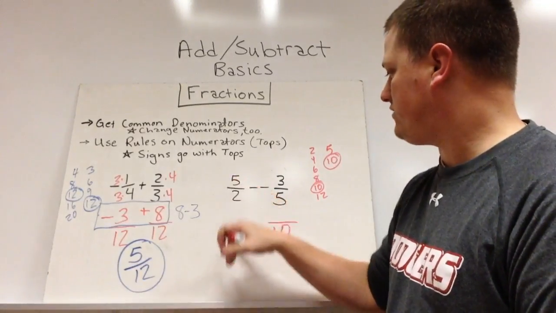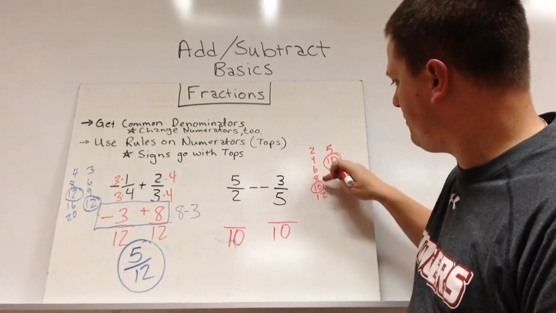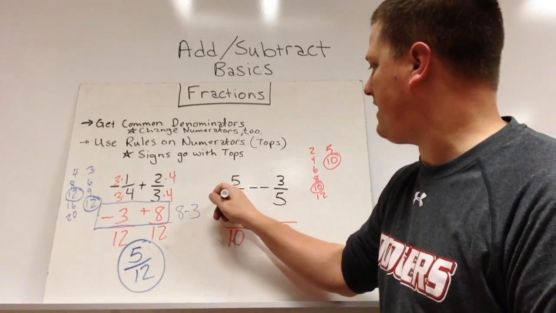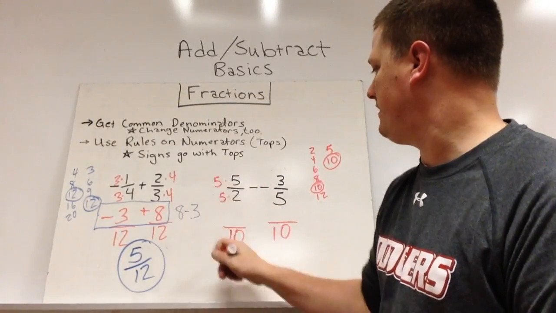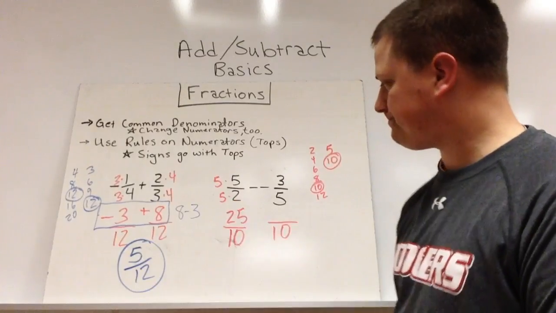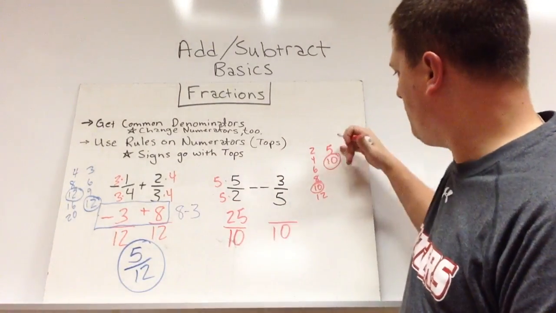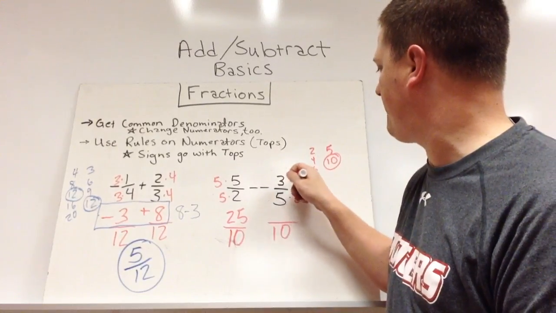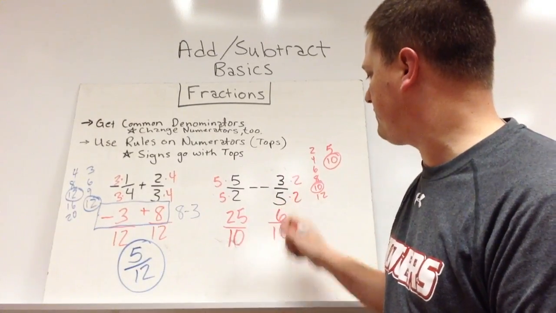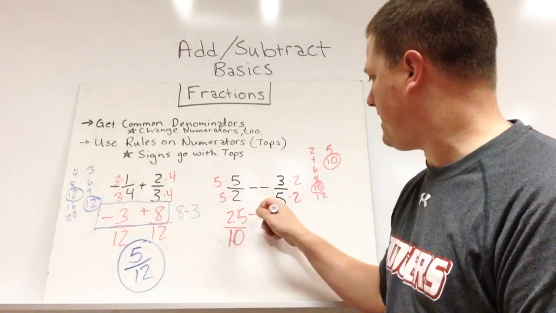Okay, how do I change a 2 into a 10? 1, 2, 3, 4, 5. Multiply by 5 on both top and bottom. It's going to give me a 25 here. Okay, how do I change a 5 into a 10? 1, 2. Multiply by 2. 3 times 2 is 6. I'm going to put my signs up at the top.